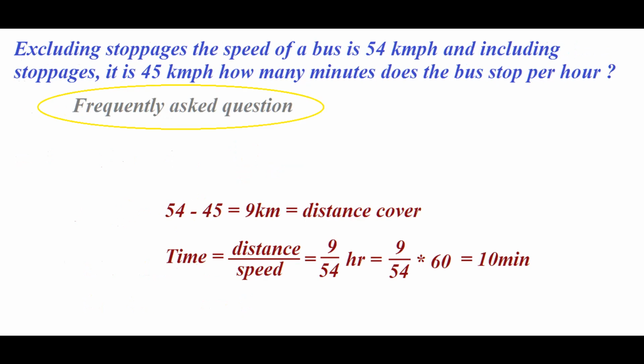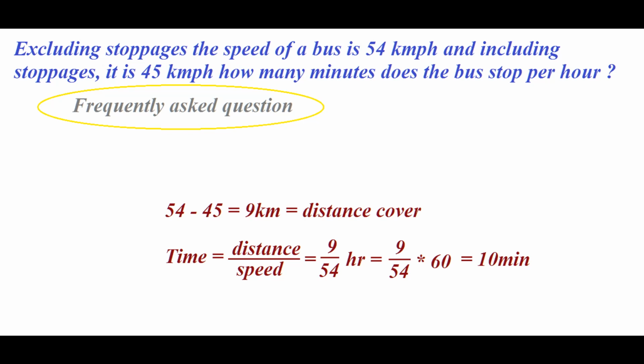Excluding stoppages, the speed of a bus is 54 km per hour, and including stoppages, it is 45 km per hour. How many minutes does the bus stop per hour? Frequently asked question. This type of question is asked a number of times in exams.